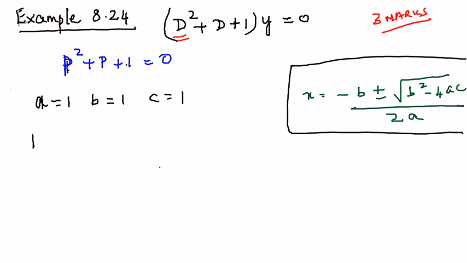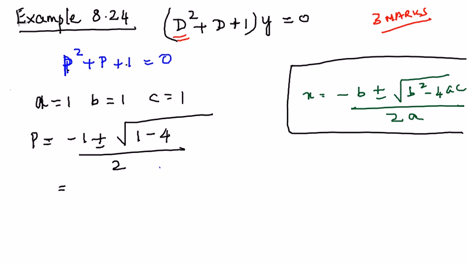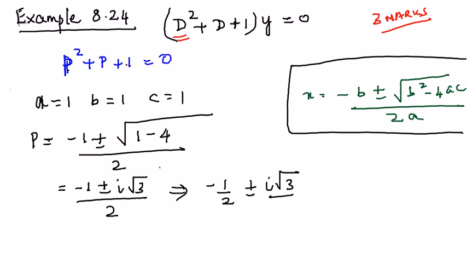When I substitute in this equation, I'll get p is equal to minus b, which is minus 1, plus or minus root of b squared, which is 1, minus 4 into a into c, which is again just plain 4, by 2a, which is 2. So I can write it as minus 1 plus or minus root of minus 3, right? Instead of that, I can put an imaginary i here, root of 3 by 2. And this can be written as minus 1 by 2 plus or minus i root 3 by 2.